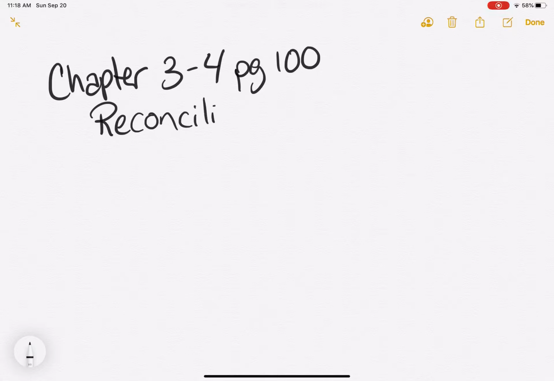Okay, so we are now going to be covering lesson 3-4 on page 100. So today's lesson is all about check register reconciliation. So first we need to begin by talking about this word reconciliation. So in banking or in money management, reconciliation means to agree.